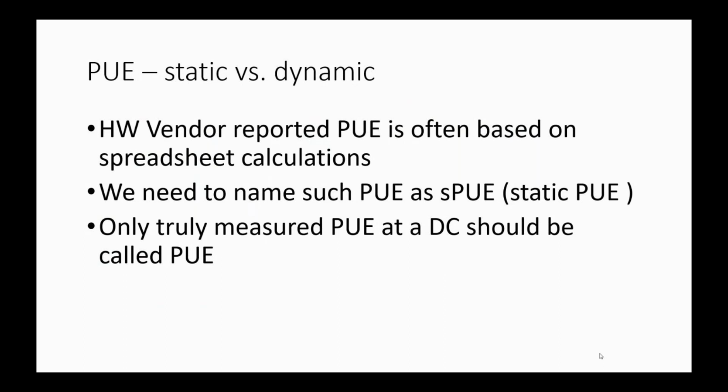It's some vendor essentially saying, if you deploy my solution, I'm telling you what the coefficient of performance for your cooling is going to be, and based on that, I'm going to be hitting a PUE of X. Not a single measurement was ever taken in doing this. And again, we really should call this static PUE and distinguish it from what's being measured. Only if you truly have measured at a data center level and put out the measurement should you be allowed to call it a PUE.